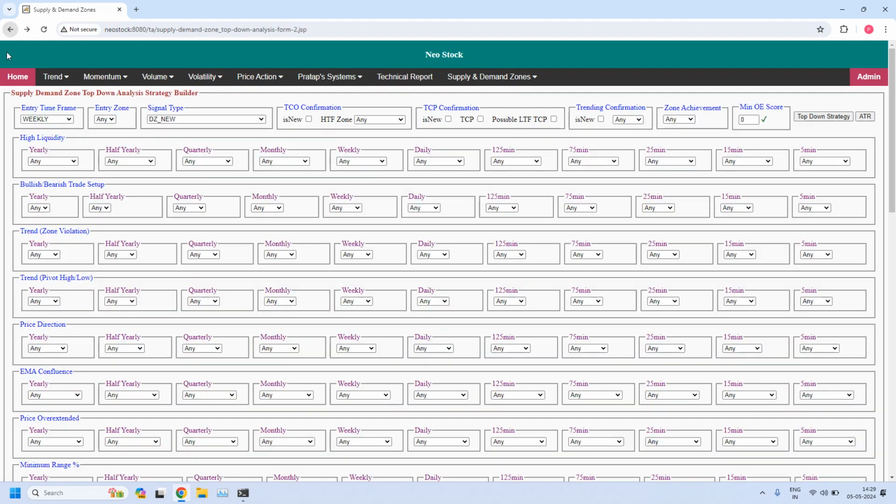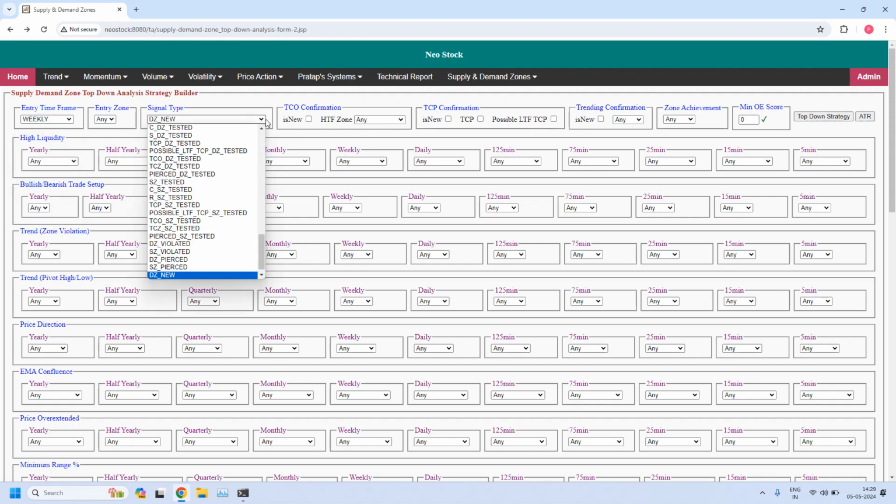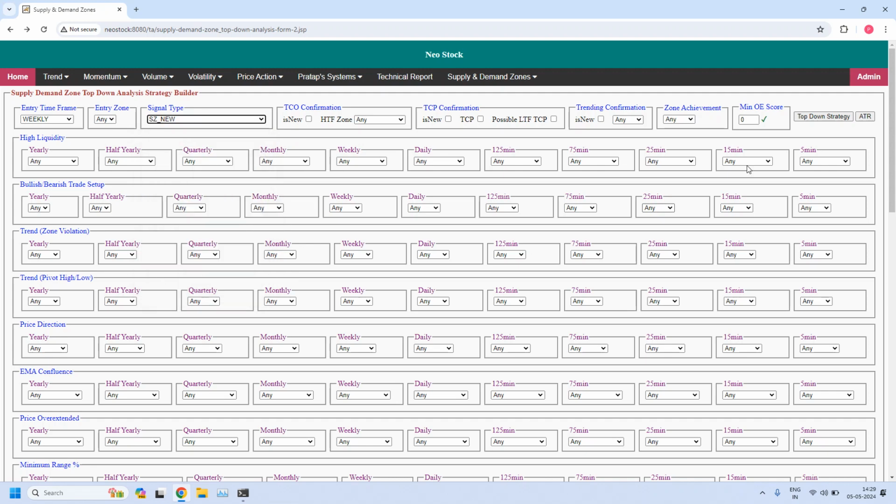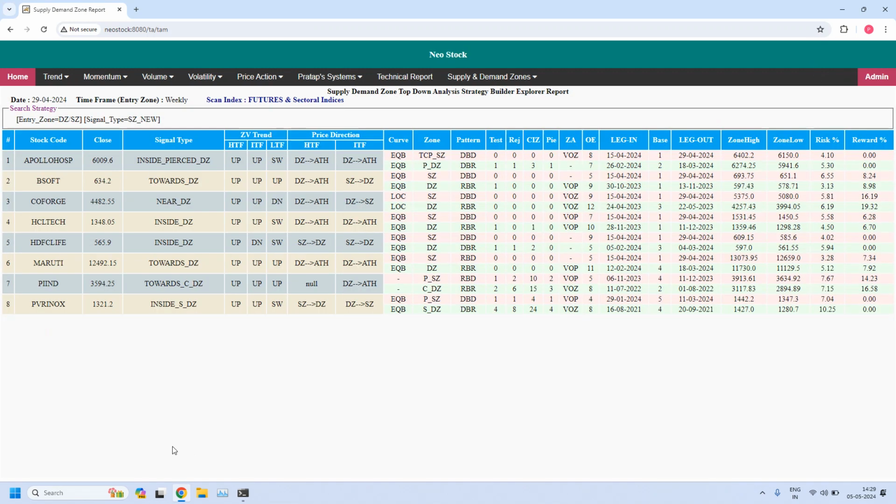So let me go back. For weekly time frame, let us find the stocks having newly created weekly supply zones. So 8 stocks are filtered. All these 8 stocks are having newly created weekly supply zones during this week.